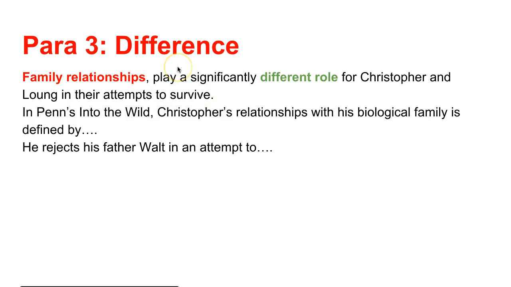And then finally, if you want to do a difference in your last paragraph: family relationships play a significantly different role for Christopher and Loung in their attempts to survive. And so Chris has a very difficult family relationship, and so he makes a new family relationship with Jan and Rainey. However, in Loung's case, she is constantly trying to hold on to her family, even though many times she can't, and has to kind of go it alone, as she does in the child labour camp with Chou. But that's a point of contrast, their family relationships.